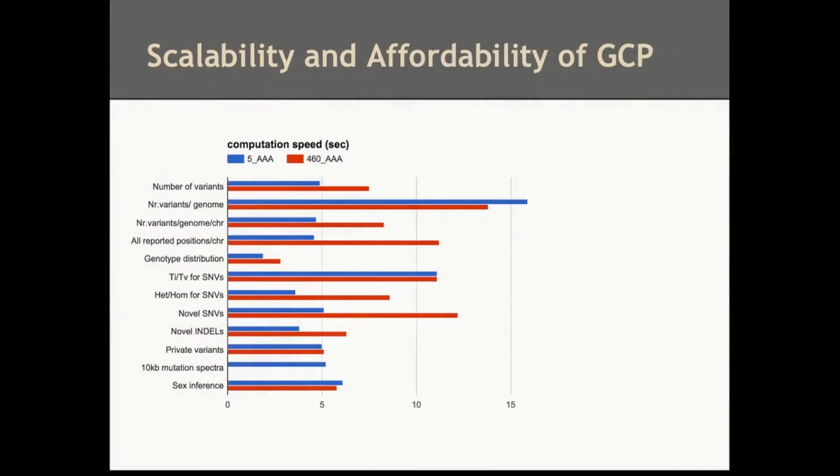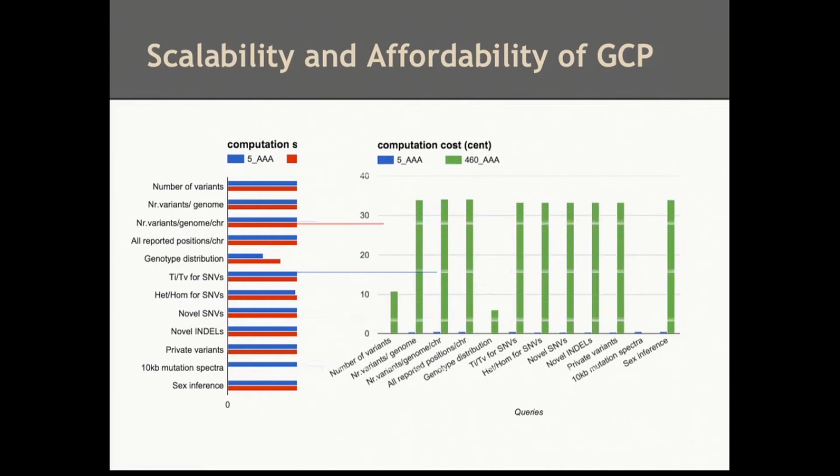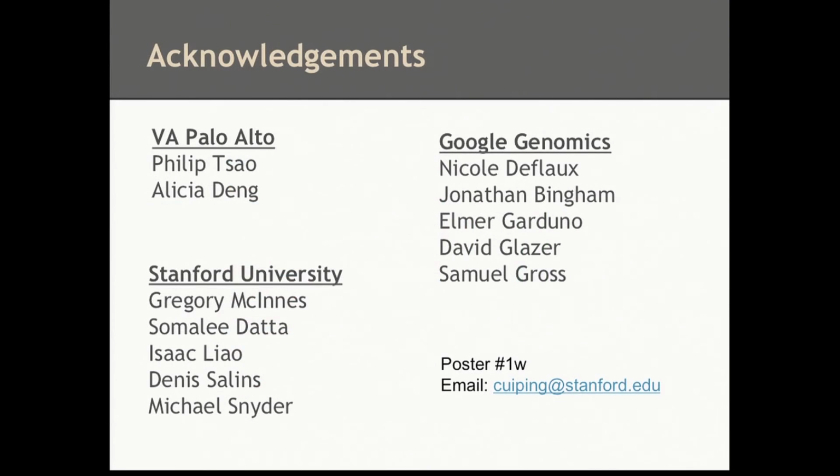So lastly, to share with you the performance of the Google Cloud platform. So presented here are a few common queries for deriving cohort statistics. We compared it in 5 genomes versus the entire cohort. And in either case, all the queries can be completed within 16 seconds. And for the cost, each query costs less than 40 cents, even for the large cohort. So we think that the solutions that we're building here for analyzing large-scale genomic data is robust, interactive, scalable, and affordable. So here is the team contributing to this work.